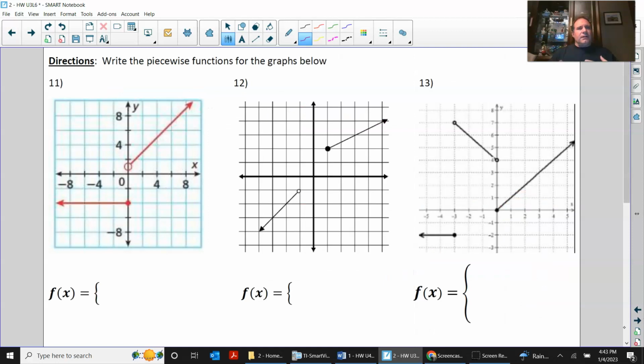All right. So 11, 12, and 13, write piecewise function for the graph. I am just going to go ahead and figure out this one first. These are going by 2's. So this is 2, this is 4. So I know this is y equals 4. And I know this is f of x, so I'm just going to put 4 here and put the semicolon. And it starts at 0 and it goes on forever. So we have x is less than, and this is a closed circle, or equal to 0.